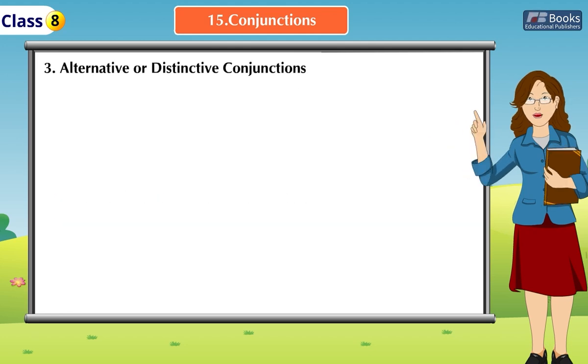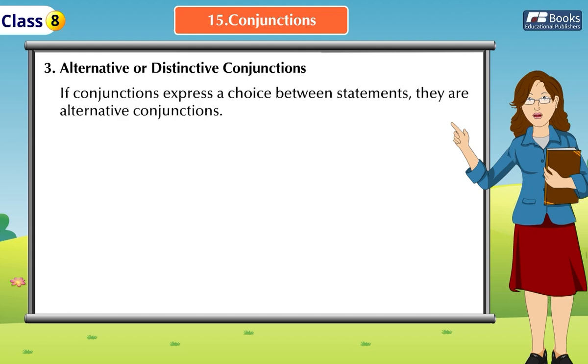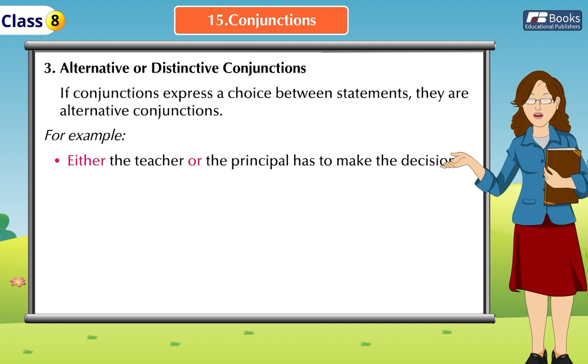Third, alternative or distinctive conjunctions. If conjunctions express a choice between statements, they are alternative conjunctions. For example, either the teacher or the principal has to make the decision. Neither Rahul nor Geeta is present.